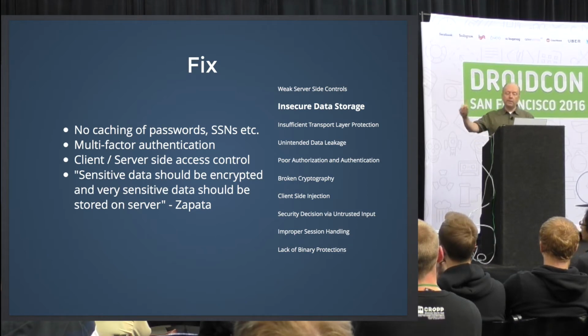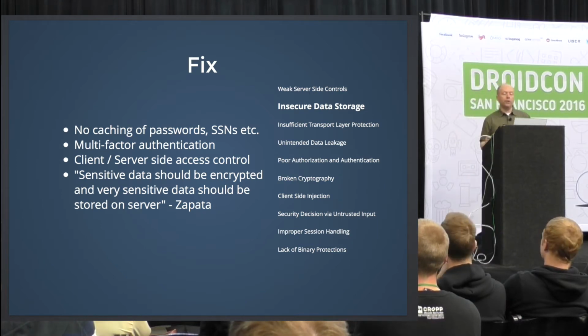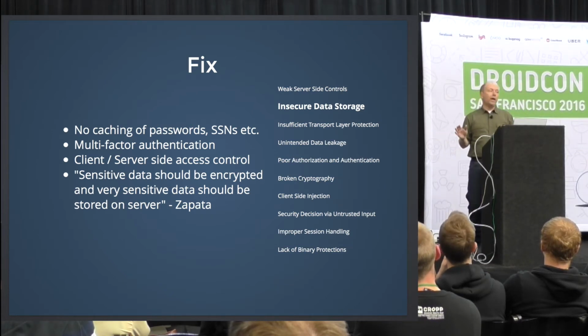I really like this. There's a book from Zapata, which is another testing book, which I liked. And it had a little note that said sensitive data should be encrypted and very sensitive data should be stored on the server, which I think is a good way of looking at what you should be doing here. If you don't want the information to become public, then don't store it on the phone. Just store it on the server and go backwards and forwards all the time.